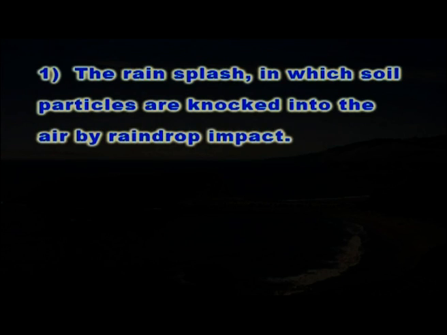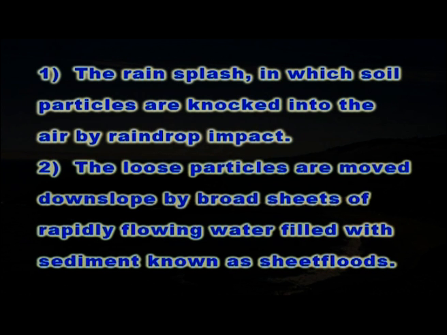There are two stages of sheet erosion. The first is the rain splash, in which soil particles are knocked into the air by raindrop impact. In the second stage, the loose particles are removed or moved down the slope by broad sheets of rapidly flowing water filled with sediment known as sheet floods. This stage of sheet erosion is generally produced by cloud bursts. The sheet floods commonly travel for short distances and may last for short periods of time.